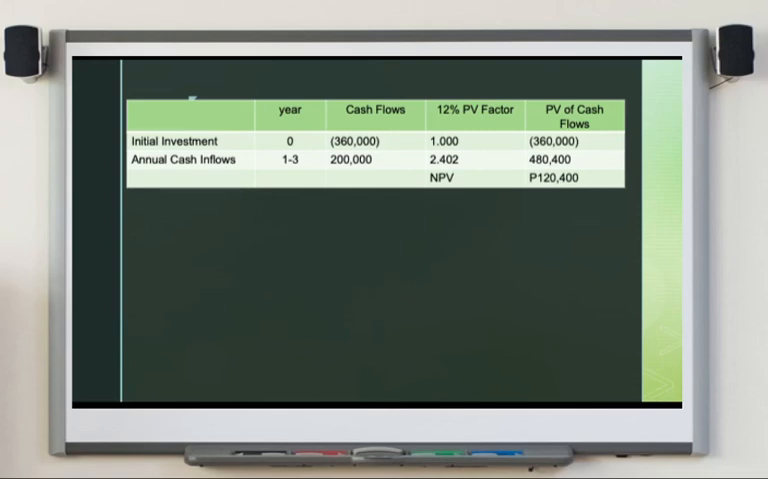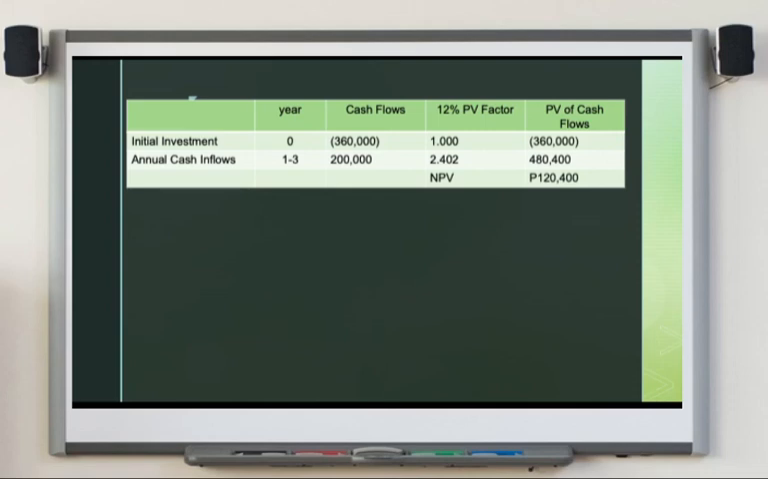Since we will be receiving an annual cash inflow for 3 years of 200,000, we simply get the present value factor of 12%, and that is 2.402. Multiply it by 200,000, and that is 480,400. So the NPV is 120,400 without the infusion of the inflation rate.